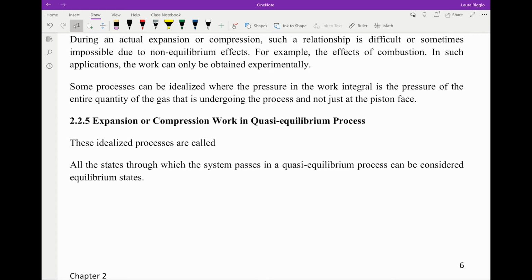We're going to call these idealized processes a quasi-equilibrium process. So all states through which a system passes in a quasi-equilibrium process are considered equilibrium states.